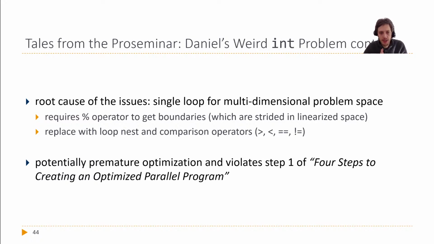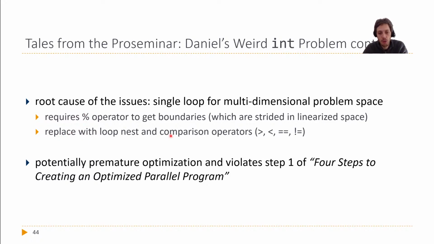The root cause, however, the high-level cause, was that we had a single loop for a multi-dimensional problem space, because Daniel's team thought it might be faster, or simply came up with the first solution: let's start with a 1D representation and linearize the index ourselves. If you do that, in order to compute the boundaries, you need to use the modulo operation, because you will have multiple i values that represent the boundary. Compared to 2D, where you have either one value for i or j, whether you're on the top or on the left, for example, or another value for i and j if you're on the right or on the bottom, you do not need a modulo for that.